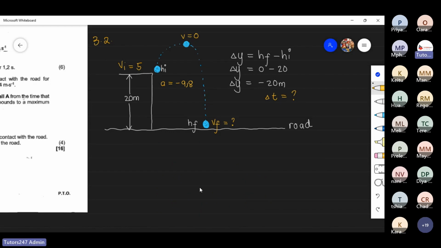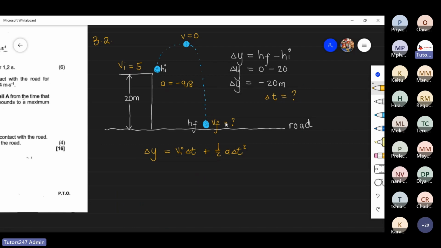So once again, just to summarize what we are doing, we need to calculate the time it takes ball A to go from the time it was projected vertically upwards till the time it hits the road. Keeping in mind that we know the initial velocity, the acceleration, the displacement, and we need to find delta T. So we now have delta y equals vi times delta t plus 1 over 2 a delta t squared. Let us start to substitute.